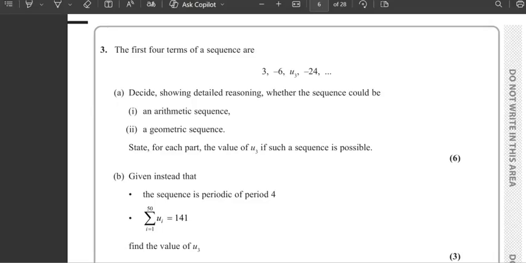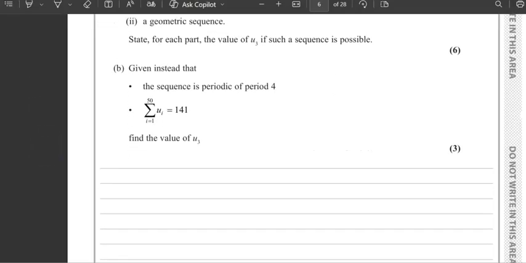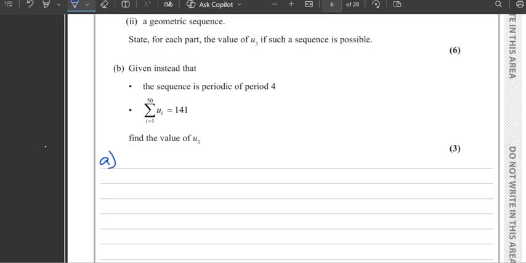Now we can start with part A. Part A, we want to do what we call an arithmetic sequence check.